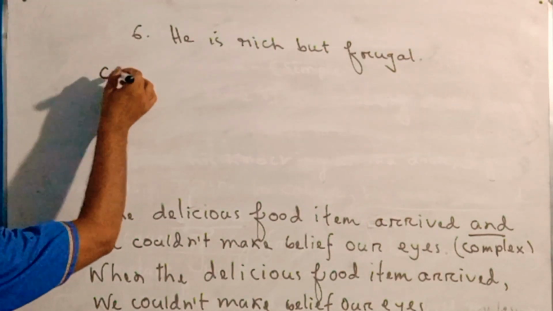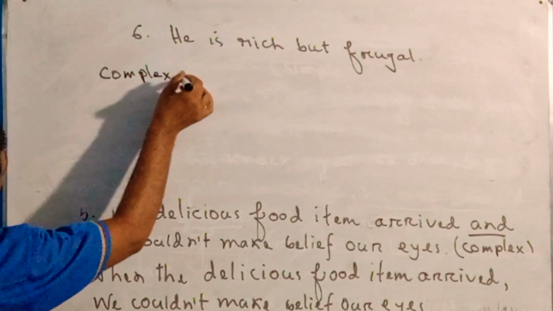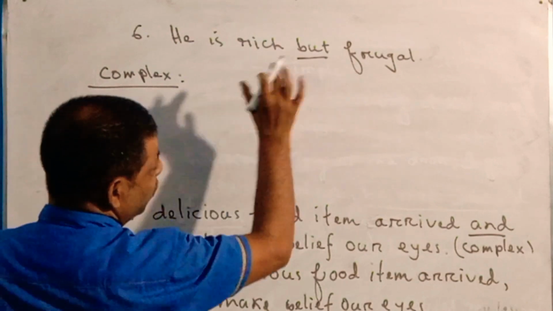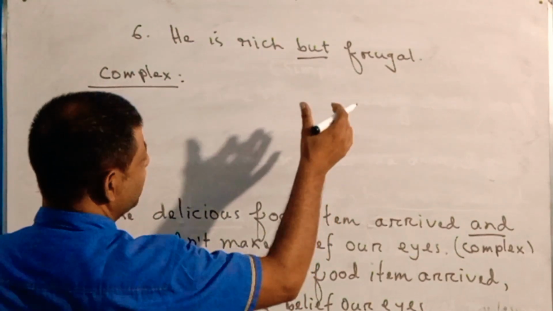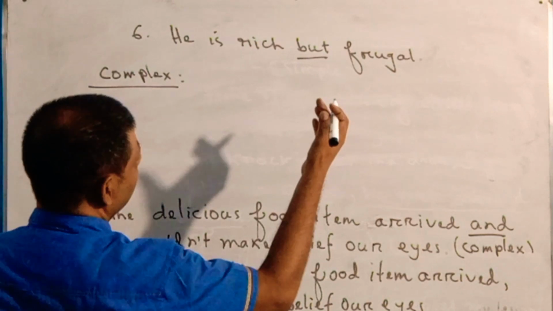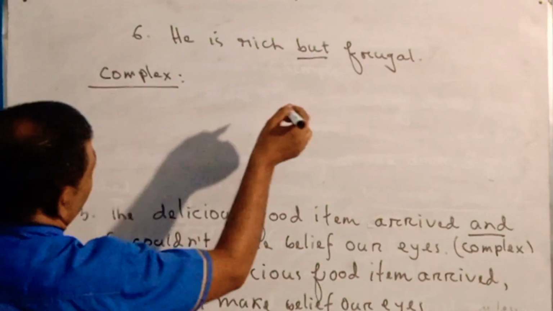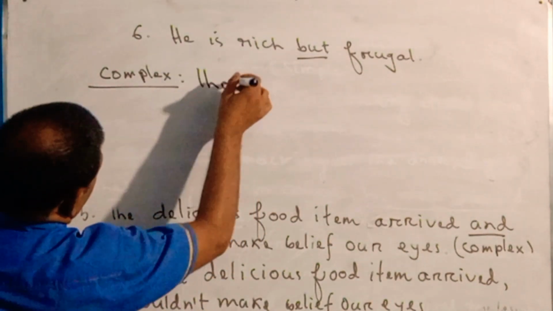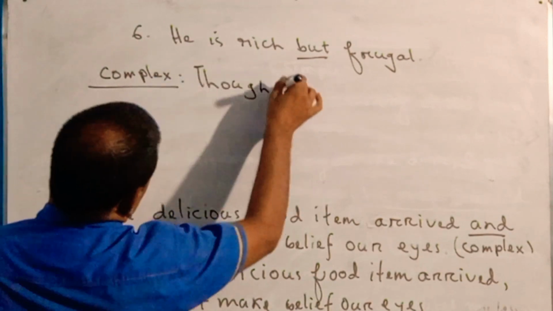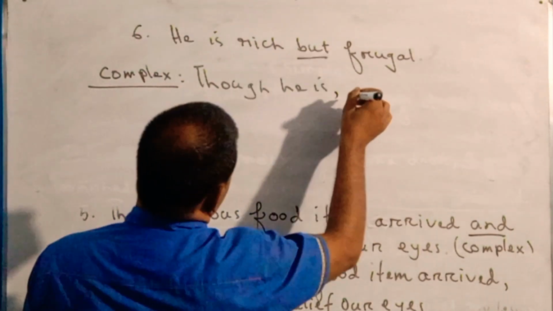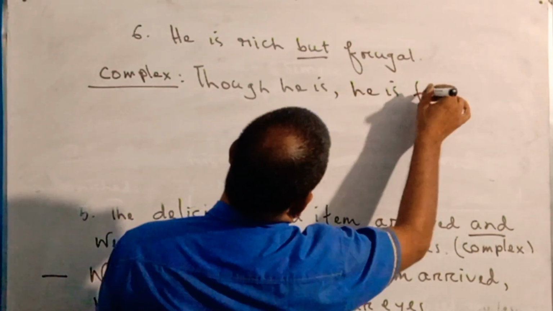First, write down complex. Here is a contrasting meaning. A rich person should not be frugal. If you are rich, you should be a donator. But he is rich but frugal. Here is the contrast, opposite idea. Though he is rich, he is frugal, the same subject.